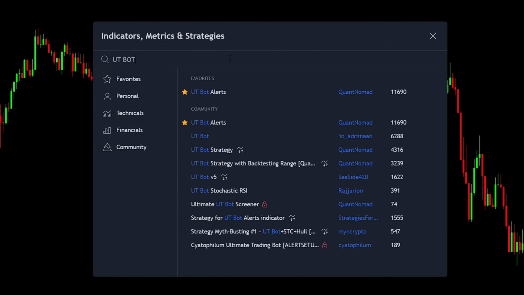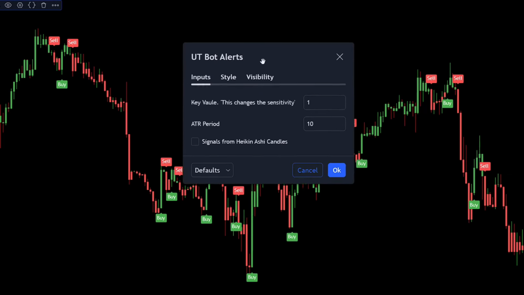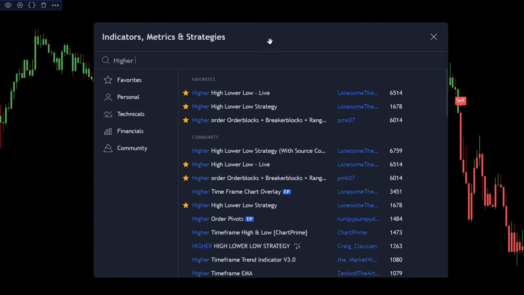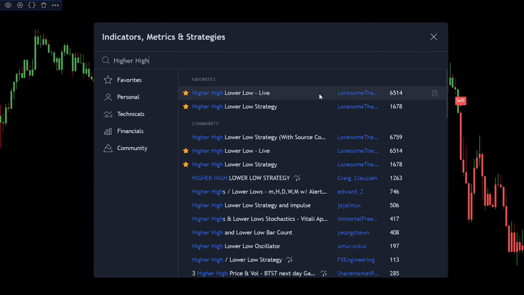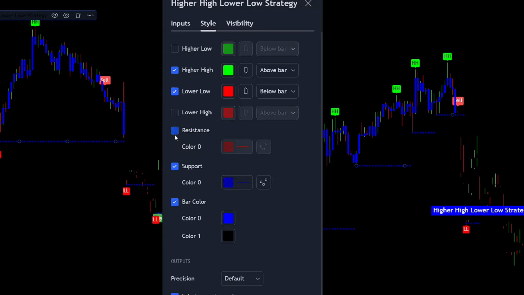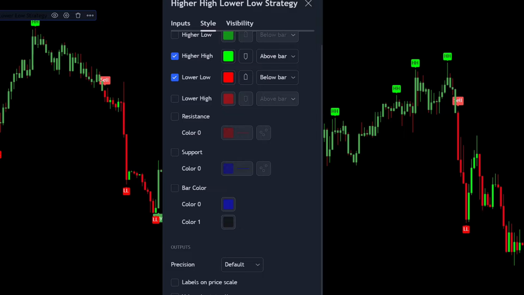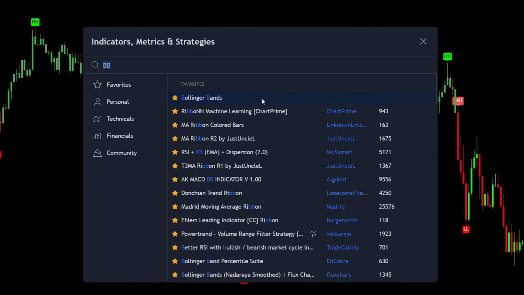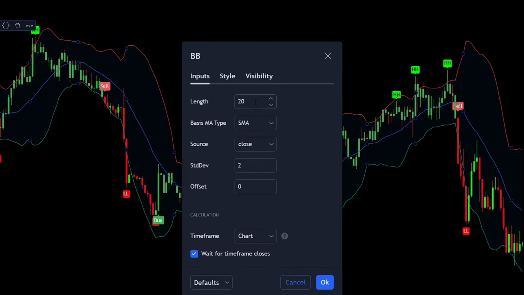First, search for UT Bot Alerts by Quant Nomad and change the key value from 1 to 3. This will be our first confirmation indicator for buy and sell orders. Next, search for the Higher High Lower Low strategy. Uncheck everything except for Higher High and Lower Low. Finally, add Bollinger Bands. Set the length to 30 and the standard deviation to 3.